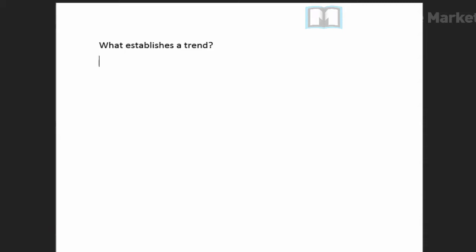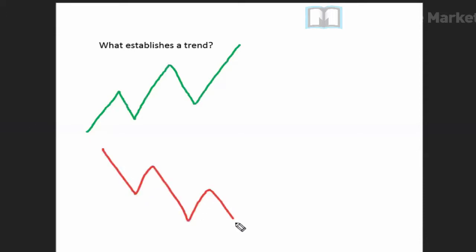The market, very simply, is either in an uptrend or a downtrend. An uptrend, the market is moving like this, and in the downtrend, the market is moving like this. I think everyone can see that it's clearly the case. But what establishes this uptrend and what establishes this downtrend?